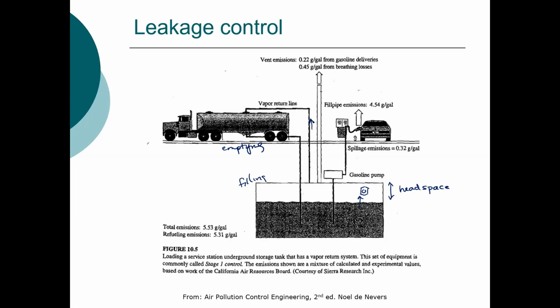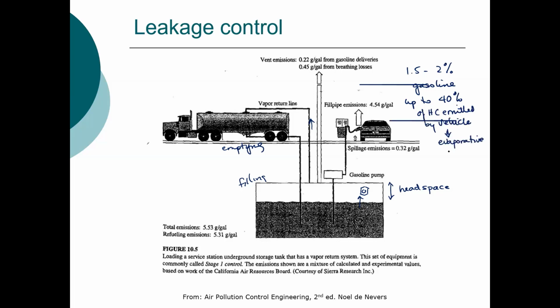And that's important because roughly 1.5 to 2% of gasoline is actually lost when moving from the producer to the consumer. And if you think about the number of vehicles on the road and the amount of gas that is produced, that's a significant mass of gas that is lost. And up to 40% of the hydrocarbons emitted by vehicles is actually due to evaporative losses. So if we can control these evaporative losses, we can significantly reduce the amount of hydrocarbons that are released to the atmosphere.